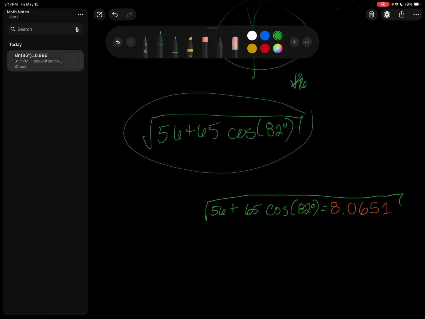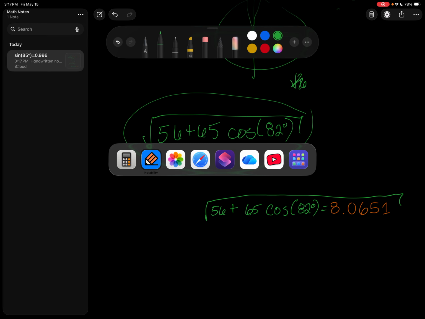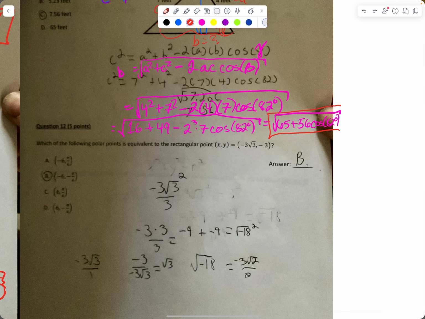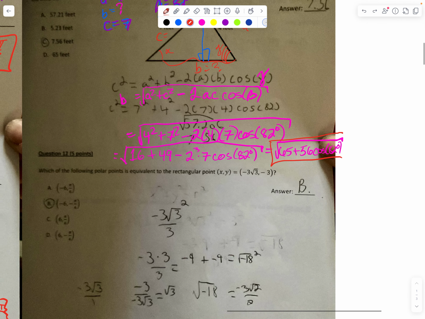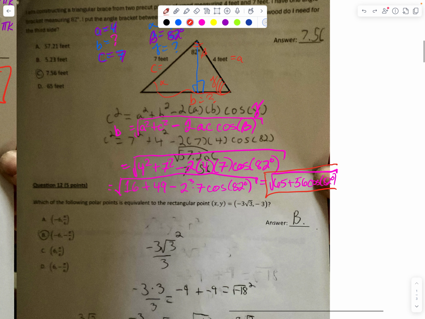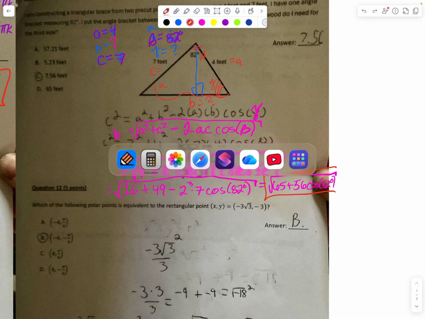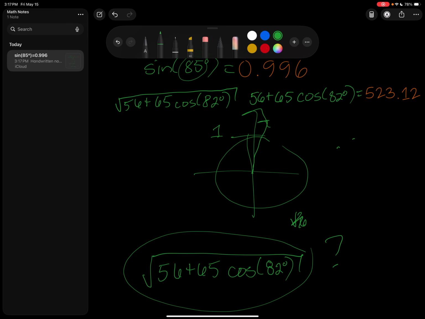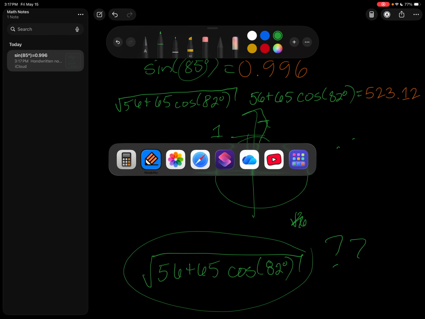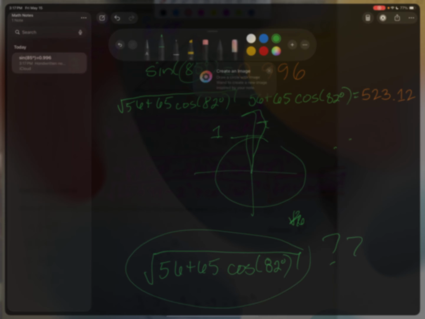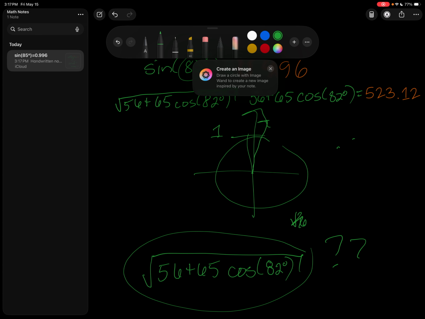There we go. Ta-da! 8.065. See, Apple here is lying. That's approximately. So, we didn't get any of those. Huh. So, did I type it down wrong? Oh, it's 65 plus 56. Okay, dang it. Now, fine.